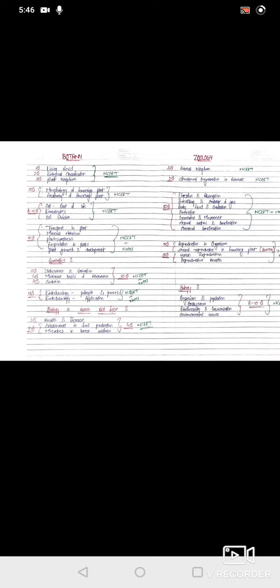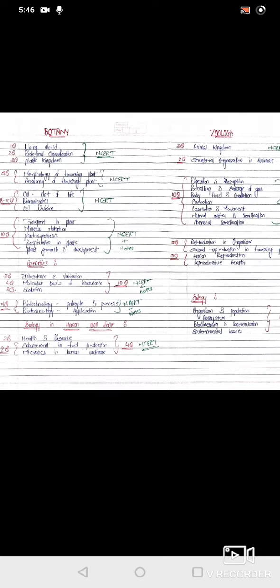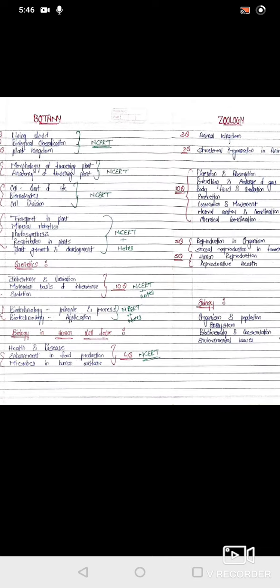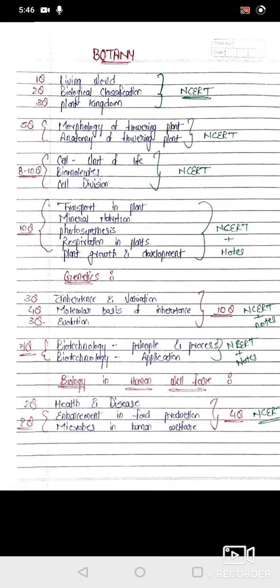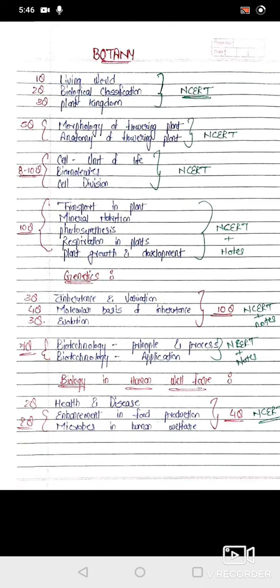So hum log yahan pe weightage discuss karne wale hain for biology chapters for NEET. So starting with botany. If you see in botany, you will find that mainly there are chapters with examples, and nowadays NTA is just asking for examples from the NCERT, not beyond.